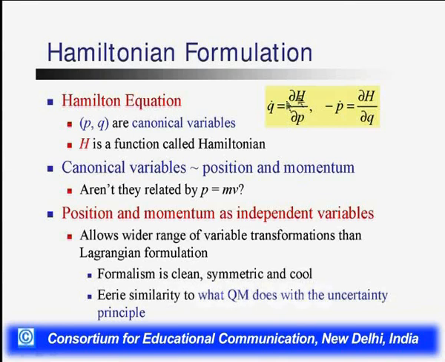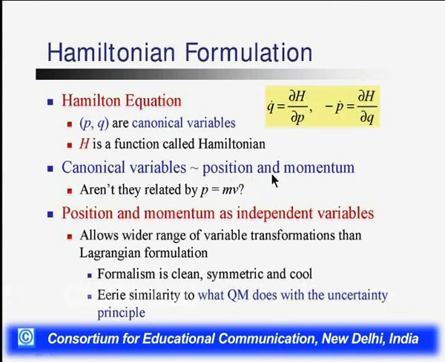Then q dot we define as del H by del p. Both are dependent. Position and momentum are dependent. q dot, dq by dt, is equal to del H by del p. It is the Hamiltonian function. And minus p dot, where q is the position, is defined by del H by del q.